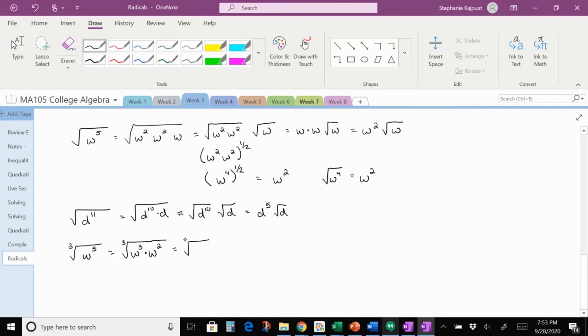Then we have the cubed root of w cubed, and then you have the cubed root of w squared, because we're trying to separate out the things that we can take the radical of. For a cubed root, if I can divide the exponent by 3, I'm going to separate it out. So the cubed root and the exponent of 3 cancel because you're dividing that exponent by 3 and you're left with just w. And then you have the cubed root of w squared.